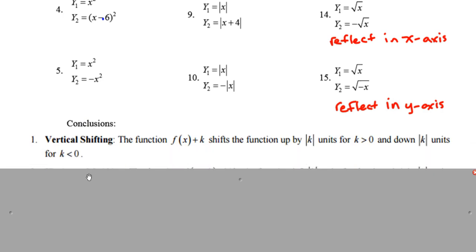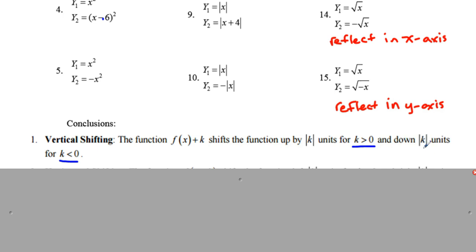Okay, first, vertical shifting. We said stuff outside the function, whether you're adding or subtracting, goes up and down. So if you put a plus k, and that k is positive, meaning it's greater than 0, then it's going to go up. And if k is less than 0, it's going to go down. So say k was a negative 3. That means the absolute value of 3, we're going to make positive 3. It's going to go down 3 units.